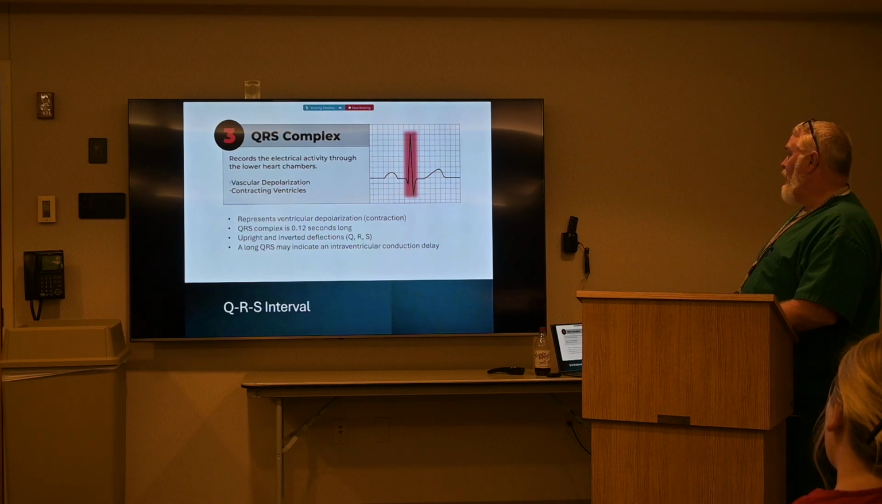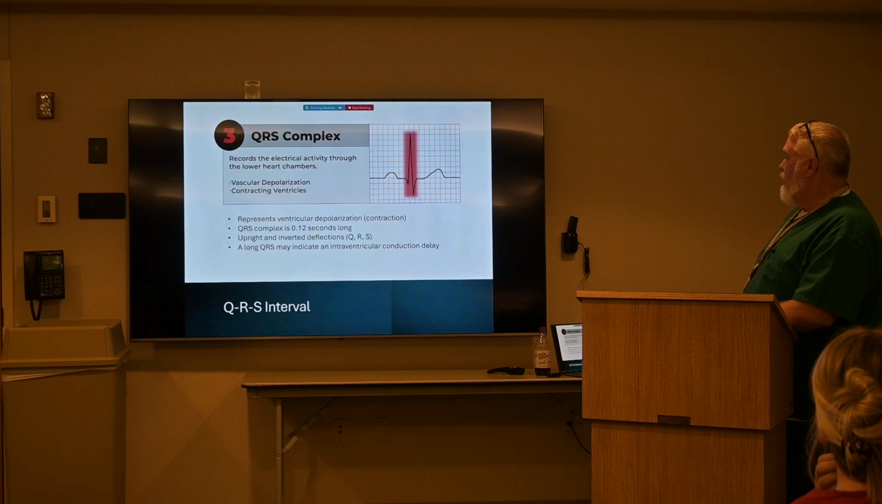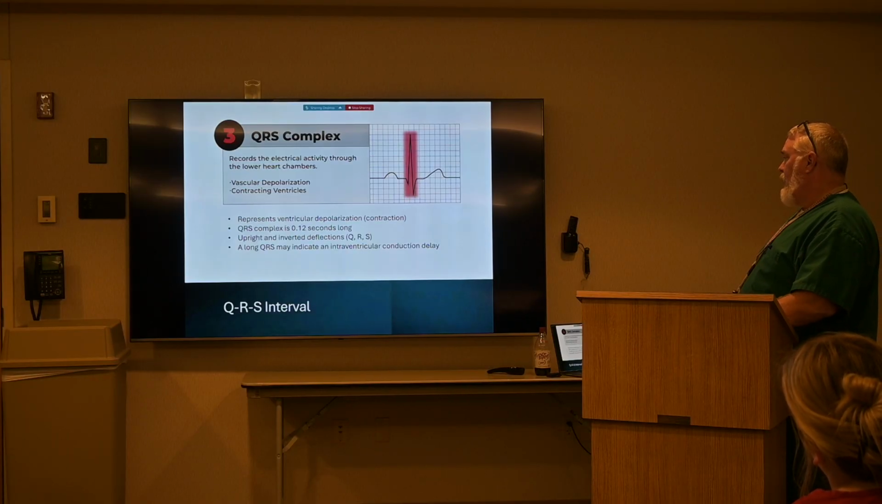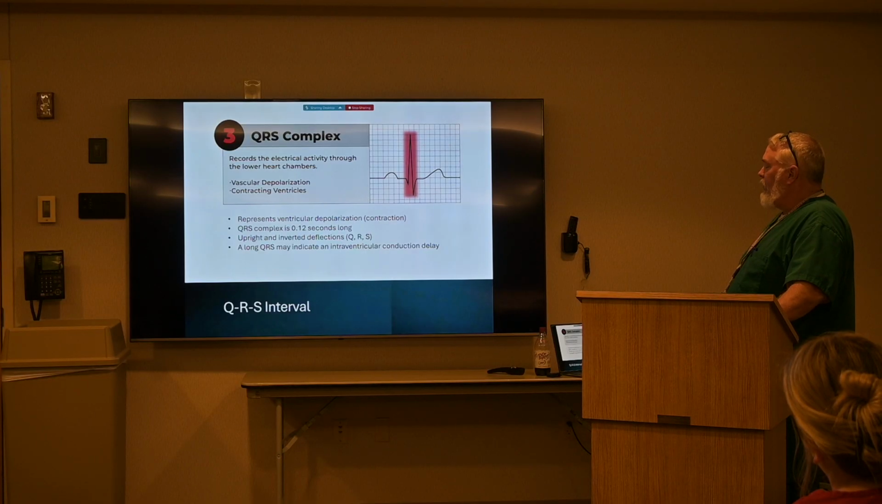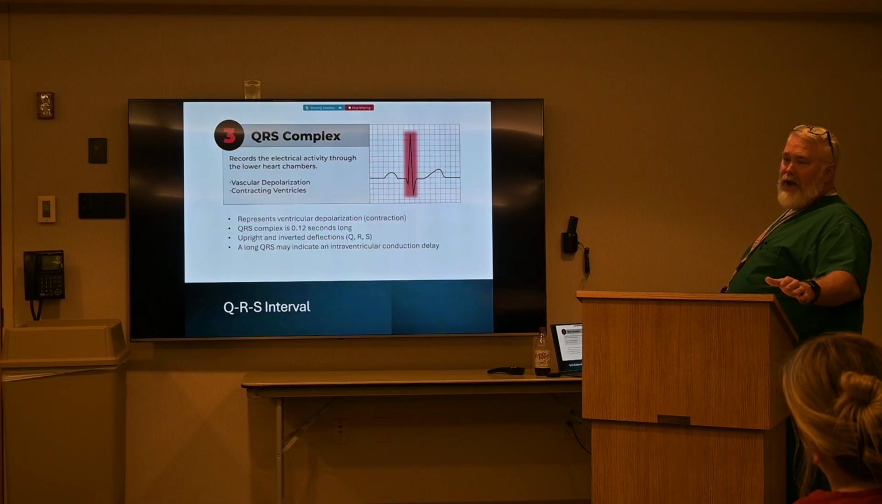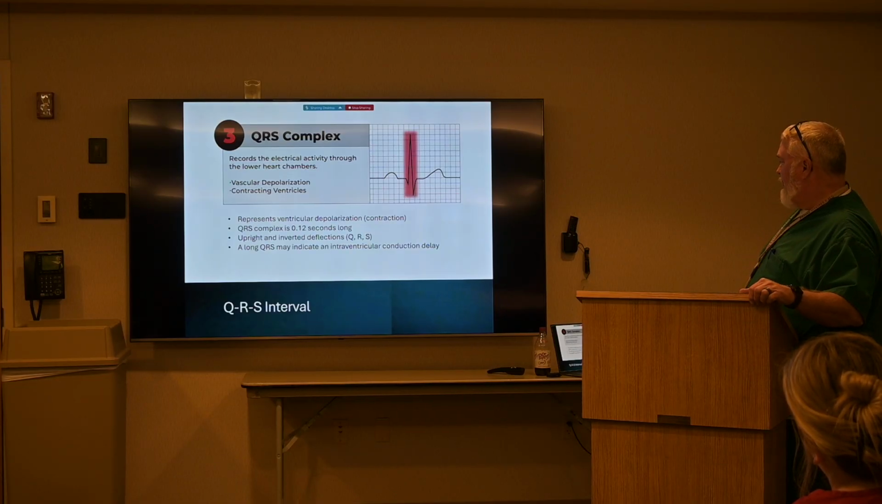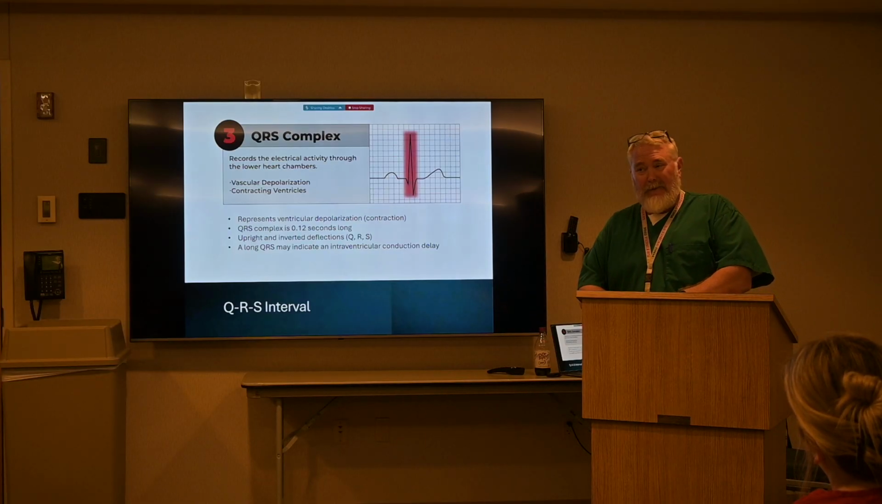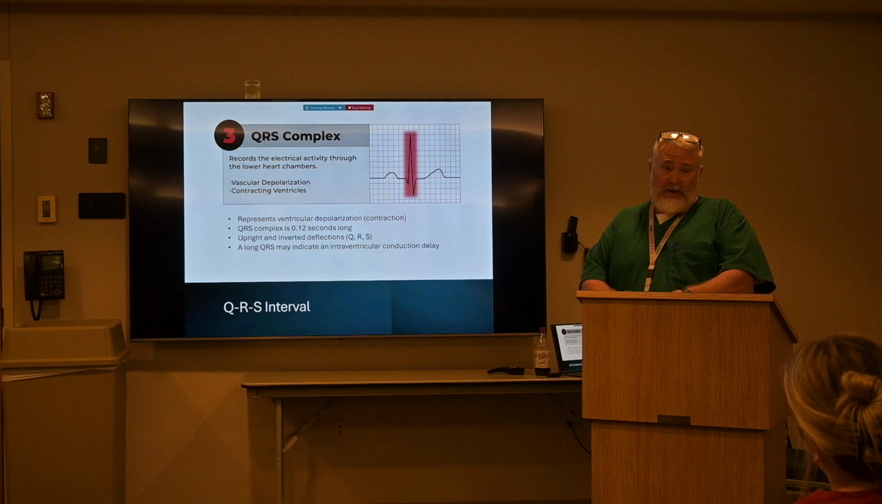The QRS complex records the electrical activity through the lower heart chambers and represents ventricular depolarization. The QRS complex is 0.12 seconds long, and you'll see upright and inverted deflections of the Q, R, and S. Your Q and S waves will be negatively deflected, and your R wave will be positively deflected. A long QRS may indicate an interventricular conduction delay. Something to note is you may not always see a Q wave. Everybody's a little bit different.